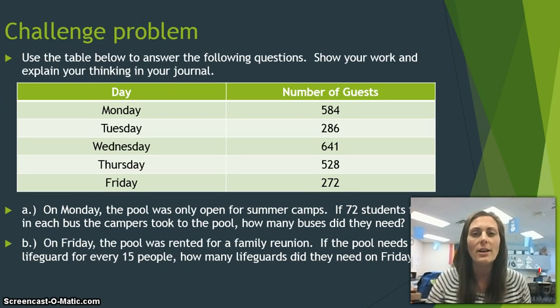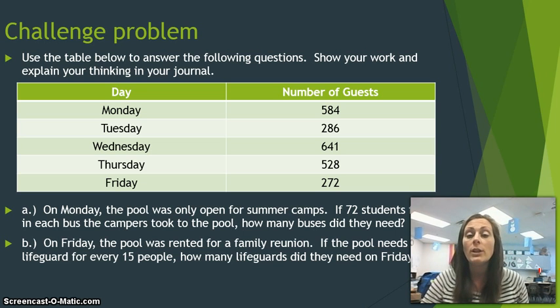And then the last is the challenge. So in your math journal, write challenge. I'm going to read it to you. You need to work it out and come to school the next day prepared. Pay attention. There is an A and a B. Use the table below to answer the following questions. Show your work and explain your thinking in your journal. So our chart is divided up into day and number of guests. So Monday, there was 584. Tuesday, 286. Wednesday, 641. Thursday, 528.